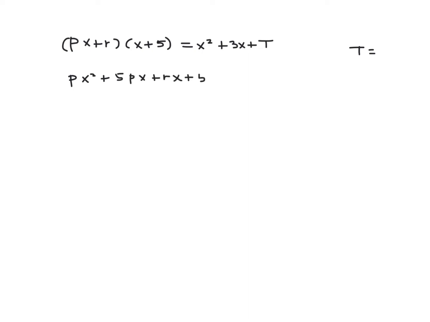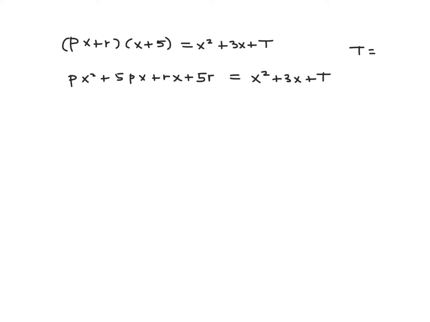So they have said that (px + r)(x + 5) is equal to x squared + 3x + t. And they want you to figure out the value for t, I guess. Okay. All right. So I guess we have to expand this, first of all. So px squared + 5px + rx + 5r is equal to x squared + 3x + t.